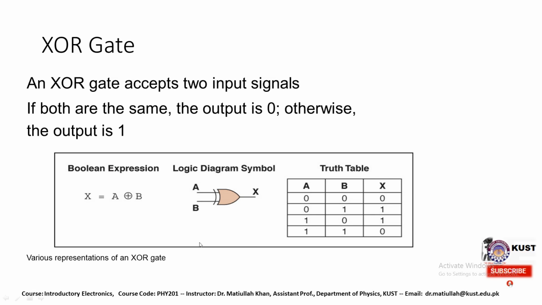If you look at the Boolean expression of the XOR gate, x is equal to a plus b, with a circle around the plus. The logic diagram is a bit similar to the OR gate, but there is an extra line in this case. A and B are the inputs, X is the output. Let's come to the truth table, where all the possible inputs and outputs are expressed. When both inputs are the same, the output is 0. When the inputs are different from each other, or opposite to each other, the output is 1. Again, when both inputs are 1 and 1, the output is 0.